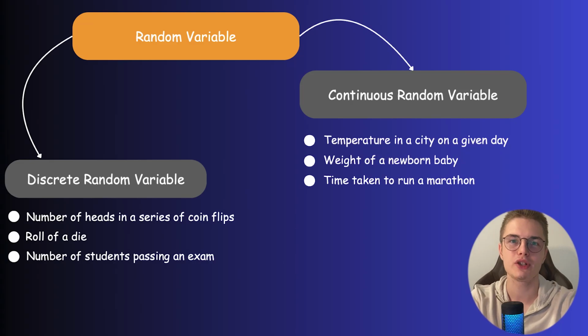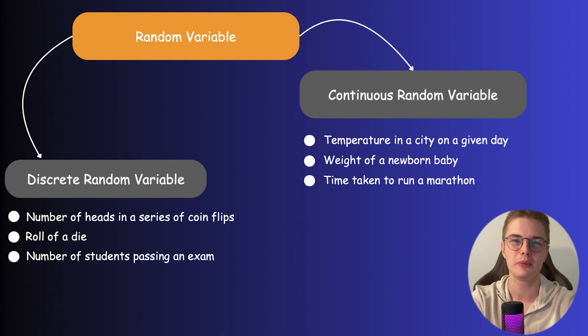Hi everyone, and now we'll be talking about random variables. A random variable is a concept in statistics and probability that assigns numerical values to the outcomes of a random process. Random variables can be classified into two types: discrete random variables and continuous random variables.